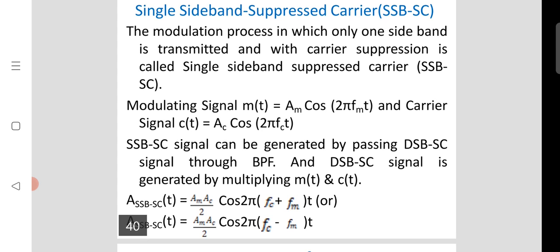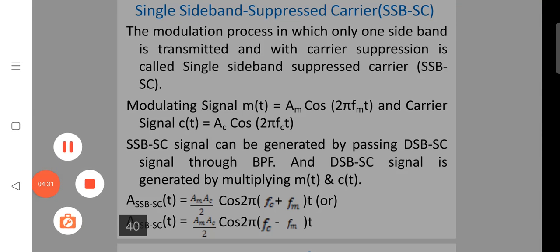In this technique, we suppress the carrier similar to DSBSC, and also one sideband. It means in this modulation process, only one sideband is transmitted. The carrier is suppressed along with any one sideband, whether it is the upper sideband or the lower sideband. Here we send only a single sideband; that is the single sideband suppressed carrier technique.